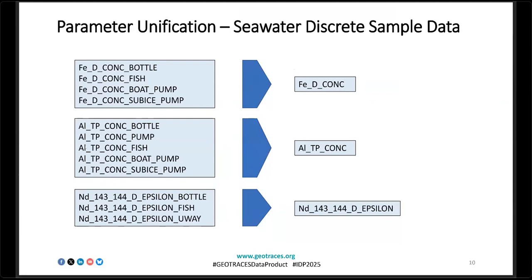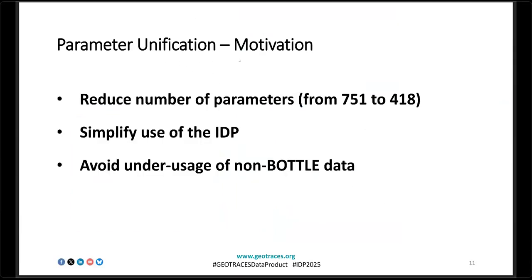Here's another example, total particulate aluminium, where we actually have 5 variants with different sampling systems. All of these 5 have been unified into a single one. And as a final example, neodymium isotope, 3 variants, now just one single parameter. So the motivation, why was this done? This basically was to achieve a reduction in the number of parameters.